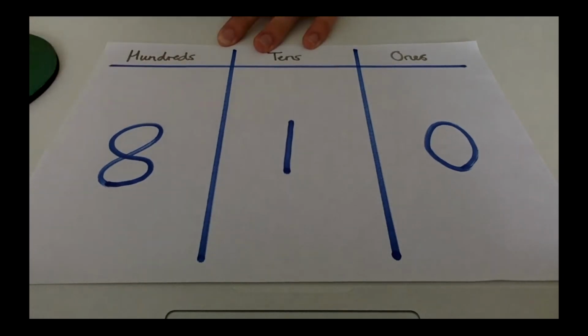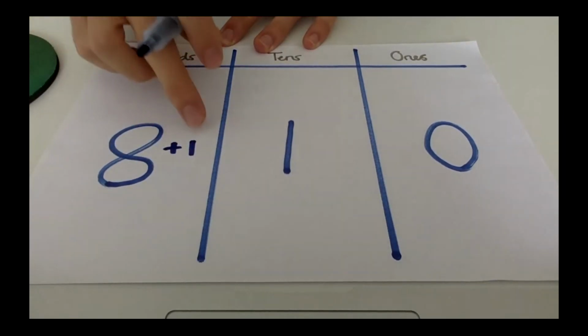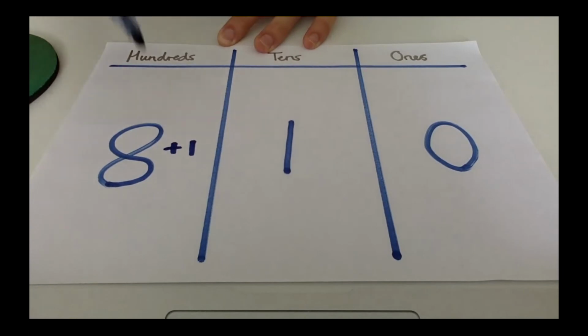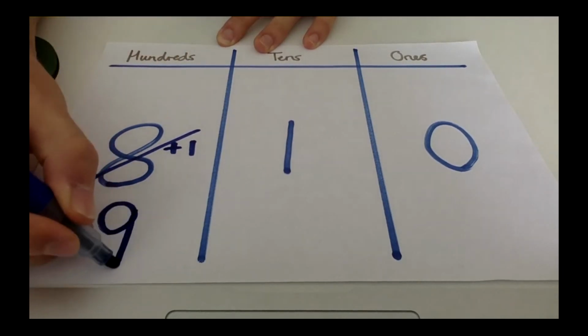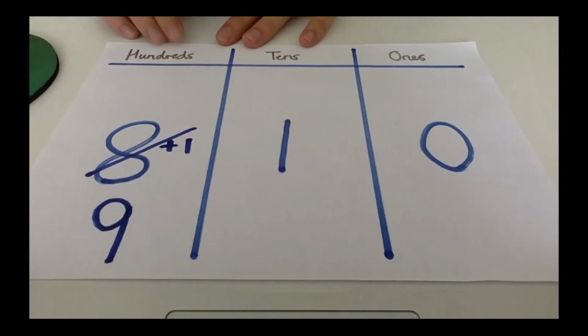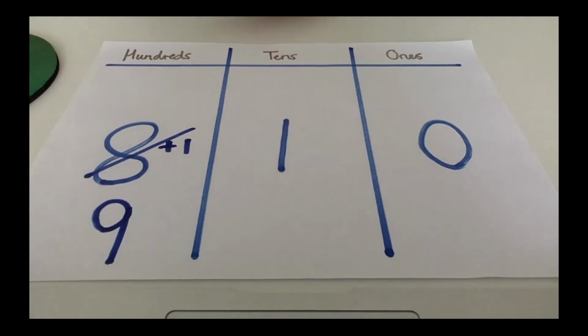Here I've got 800s. I want to add one more 100. 8 add 800, add 100 is 9. Fantastic, 900. So 100 more than 810 is 910. Fantastic. Well done, everybody.